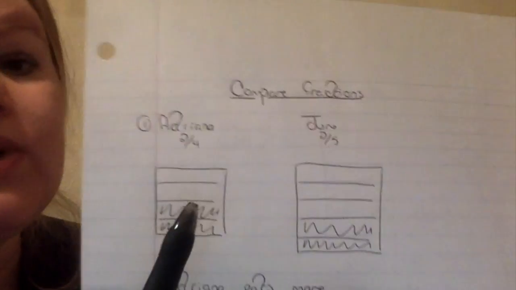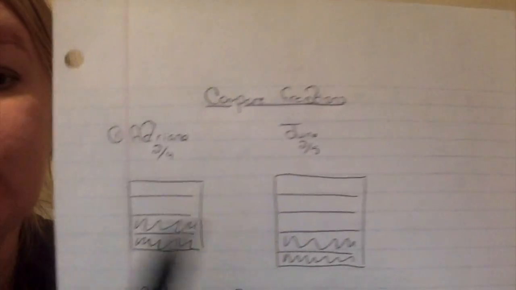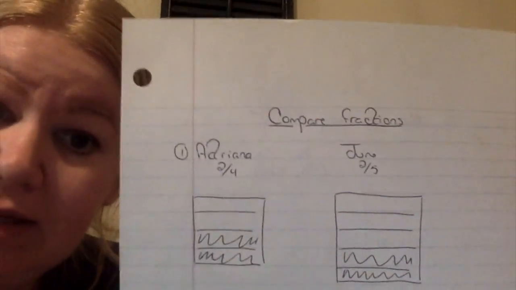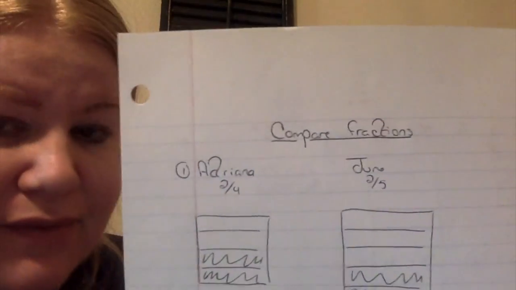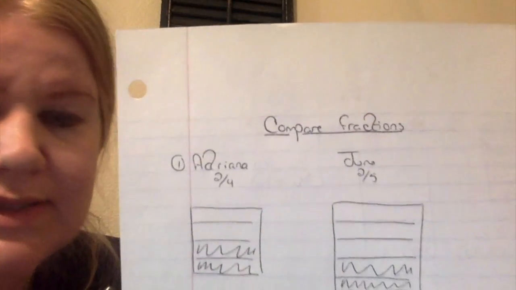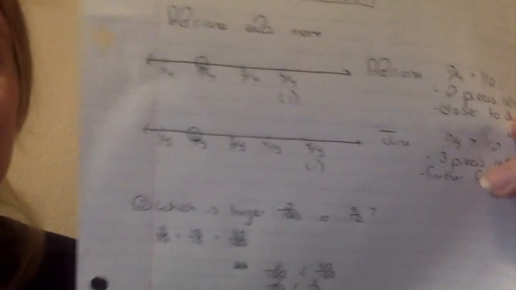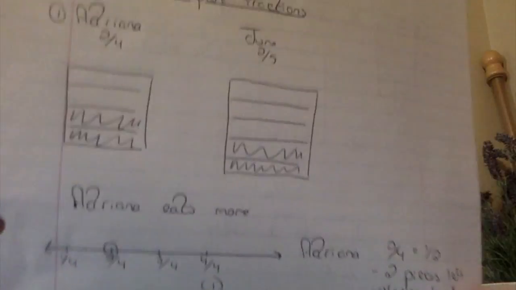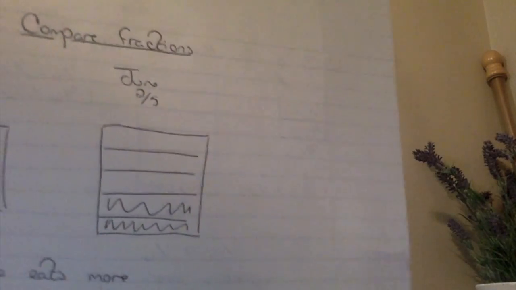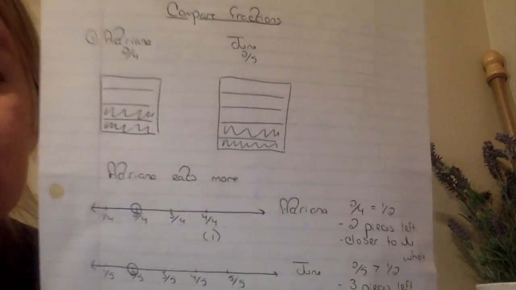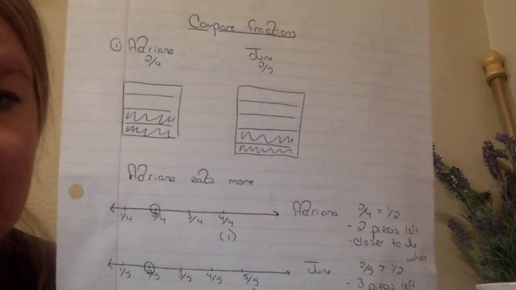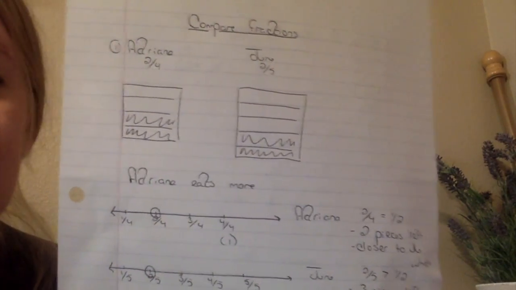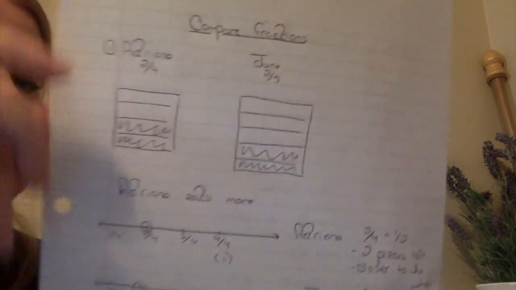So who eats more, Adriana or June? Well, Adriana eats more, and the reason that she eats more, despite the fact that both girls eat 2 pieces, is, one of the ways to look at it, by comparing it to the halfway mark. Okay, so we can draw it out if that helps you, and you can also do a number line if that helps you. I did both just so that you could take a gander at both.